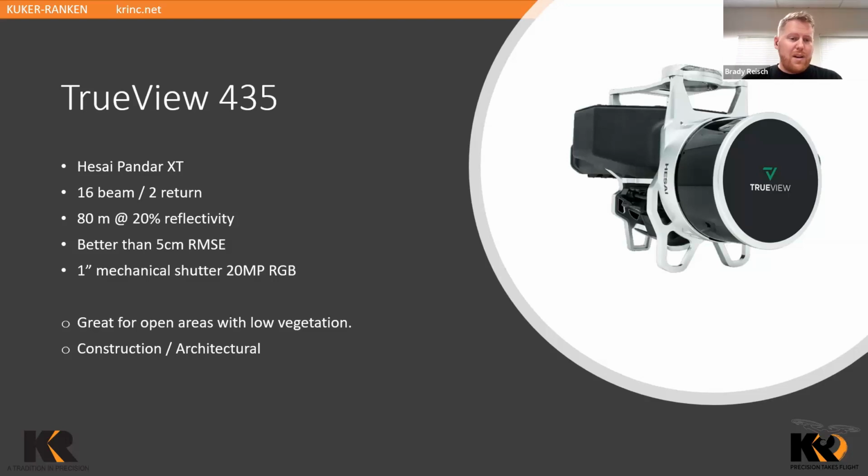This also has a 1-inch mechanical shutter with a 20 megapixel RGB camera, so it's taking images. Now, what's important to remember is when we're shooting LiDAR for all of these sensors, the idea is we are scanning using the laser system. We're not using the images for photogrammetry. The images are really only to colorize the point cloud, to give us color so we can see what is happening.